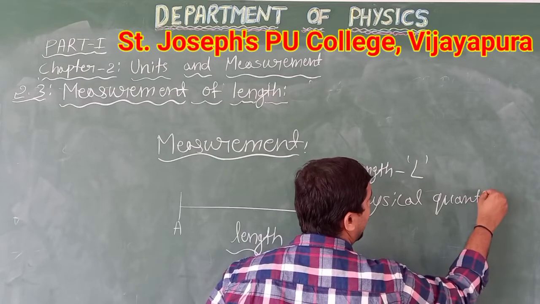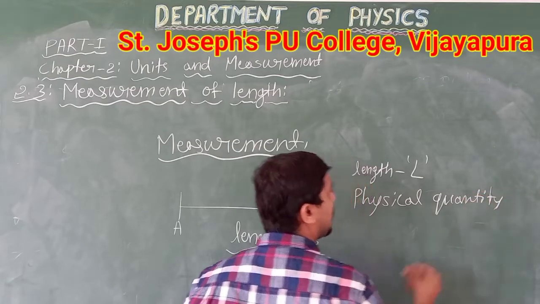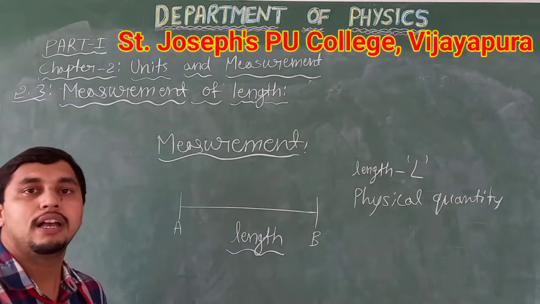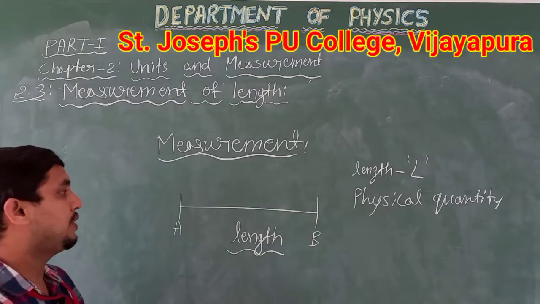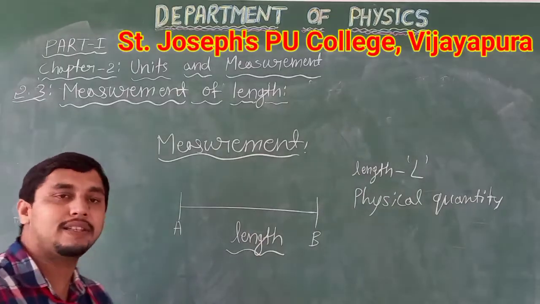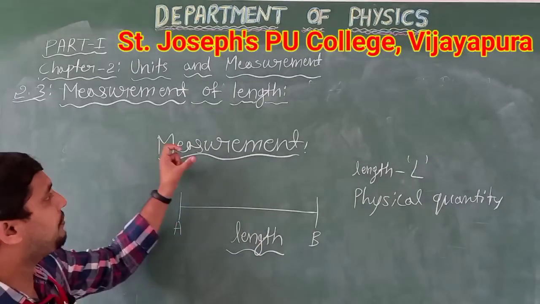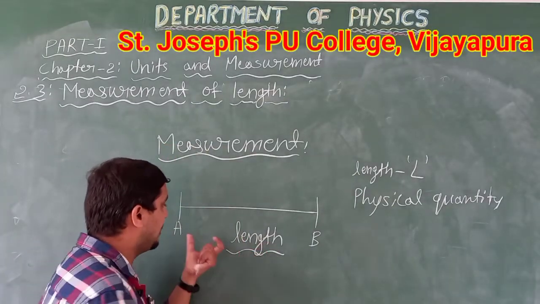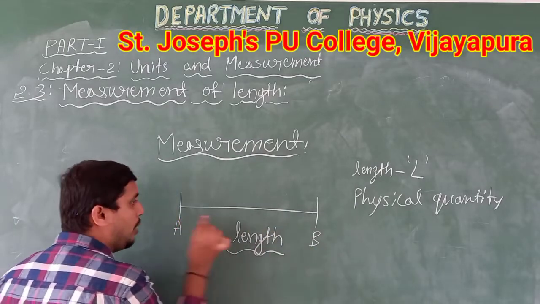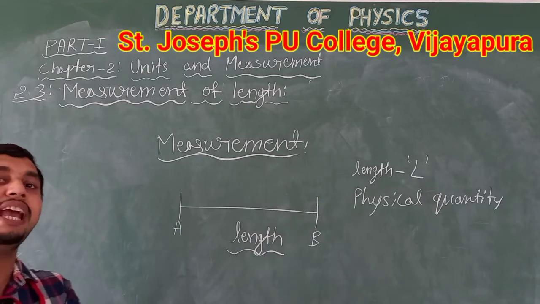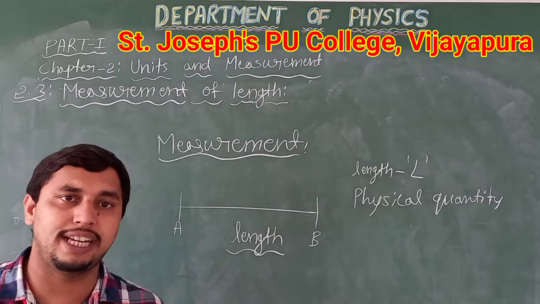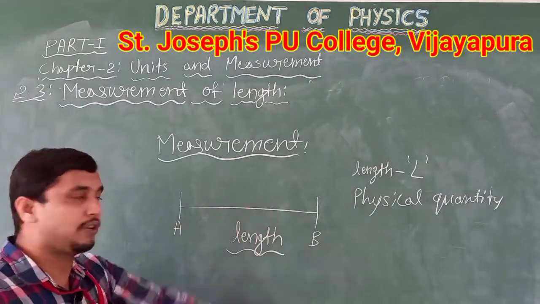So why do we call it a physical quantity? Because it can be measured. That's why length is a physical quantity. So while defining measurement, I have to measure this length from A to B. How to measure this length? We need some device to measure the length from A to B.